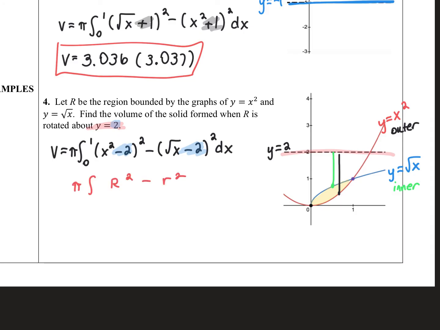And keep in mind this is still the same old washer method: pi outer radius squared minus inner radius squared. I'm just subtracting that too because it's making an adjustment for that altered axis of rotation. From here I put that in my calculator and I get my volume is 3.246.